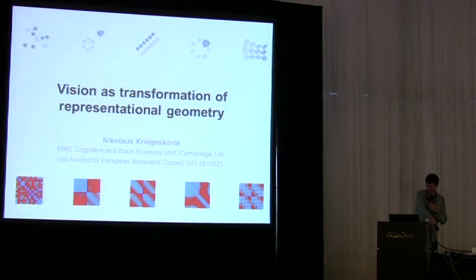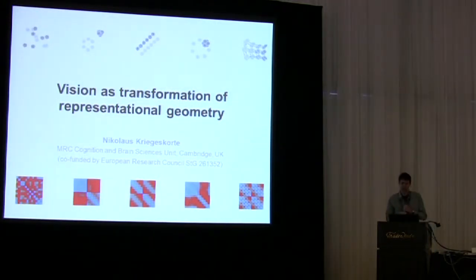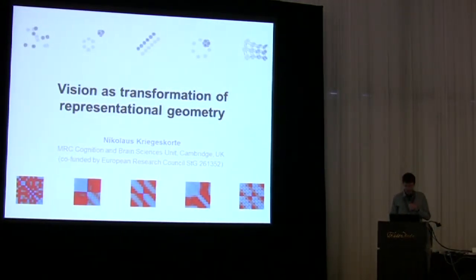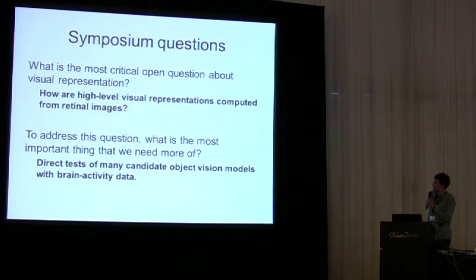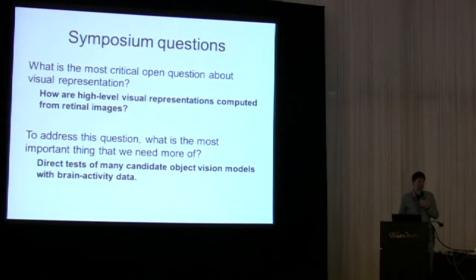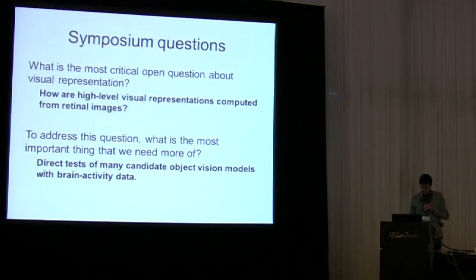Ready to go. My title is Vision as Transformation of Representational Geometry. So the symposium questions are what I'm currently doing. What's the most critical question? I think it's how are high-level visual representations computed from retinal images? So that's quite similar to some of the other speakers.